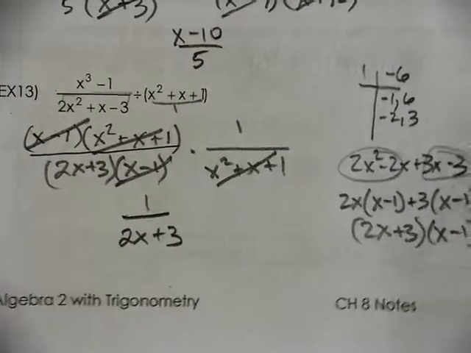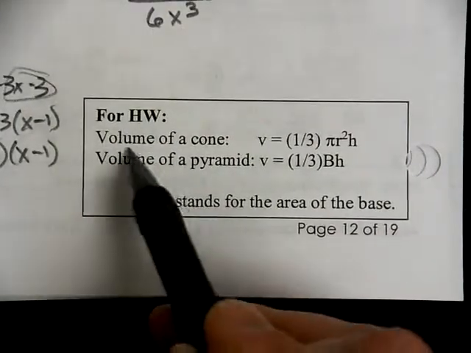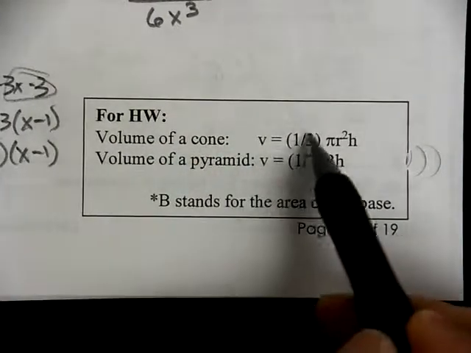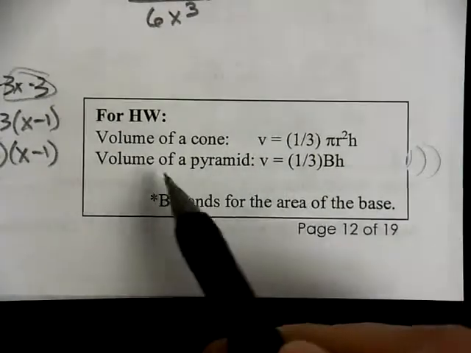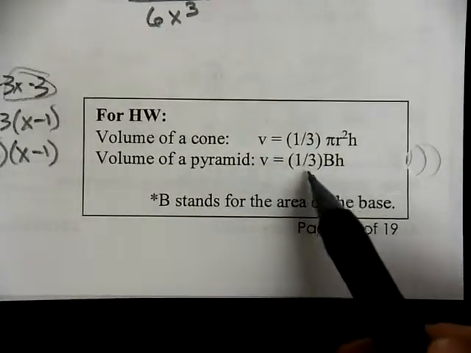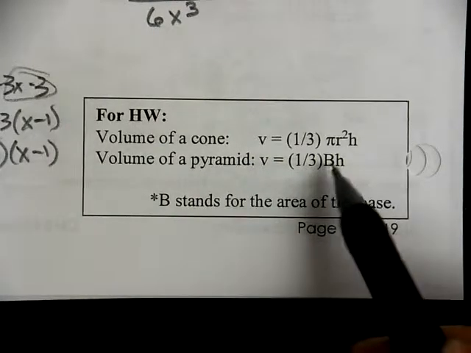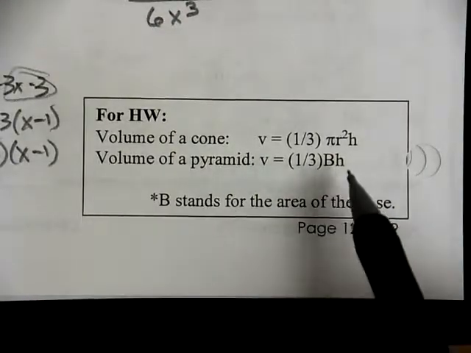The final note for today is that in the homework, you're going to need to use the formula of a cone, which is 1/3 pi r squared h. And the volume of a pyramid is 1/3 the entire base, the area of the base, B stands for the area of the base, times its height.